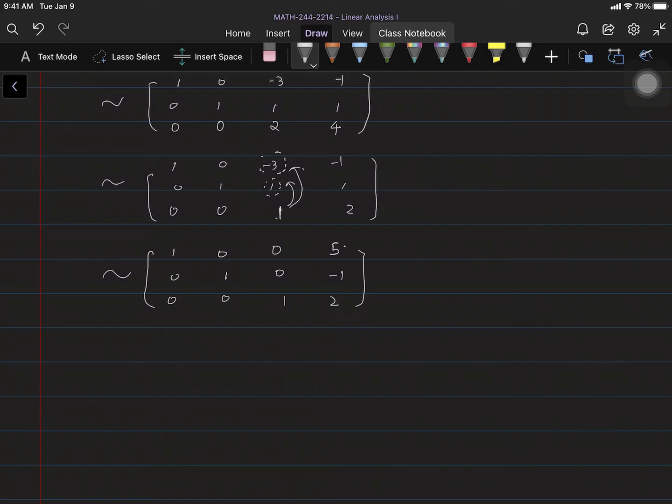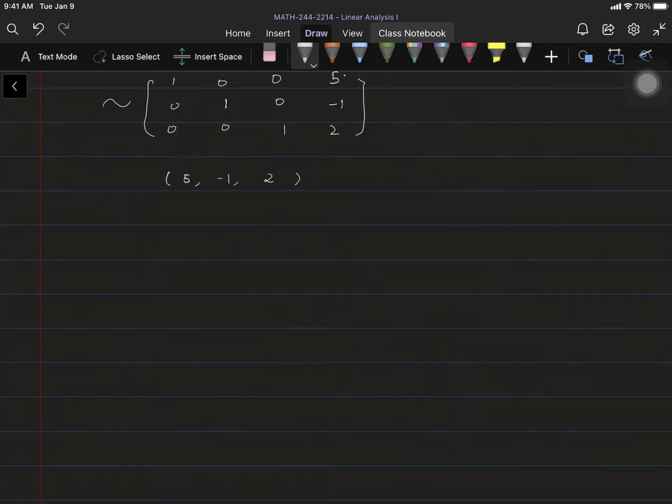Because we can tell there's a leading one in each row, and in each such column the one is the only nonzero number. So the solution for this one, if we look at each row as an equation: x1 equals 5, x2 equals 1, x3 is 2. So this is the solution.